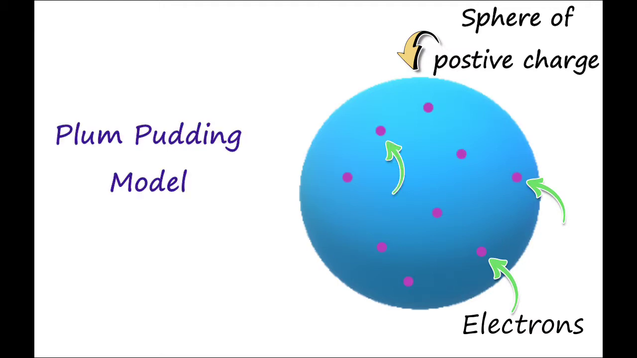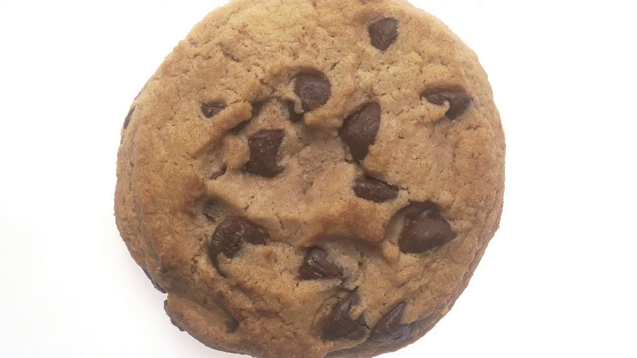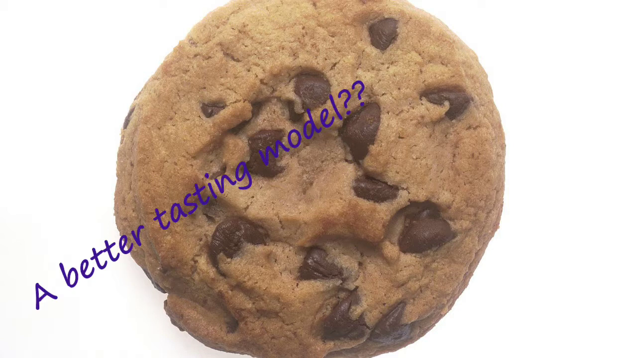Now, the reason why he had a sphere of diffuse positive charge is because he knew that atoms were usually neutral. So if you've got a negatively charged electron, you must have a positive charge somewhere in the atom to balance that out. Now, I think the plum pudding model looks a little bit more like a chocolate chip cookie, but this was early 1900s England, so we'll let it slide.